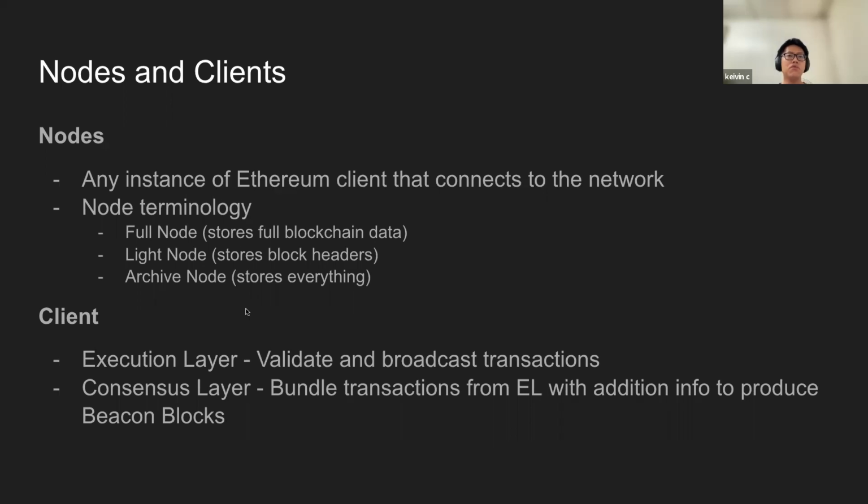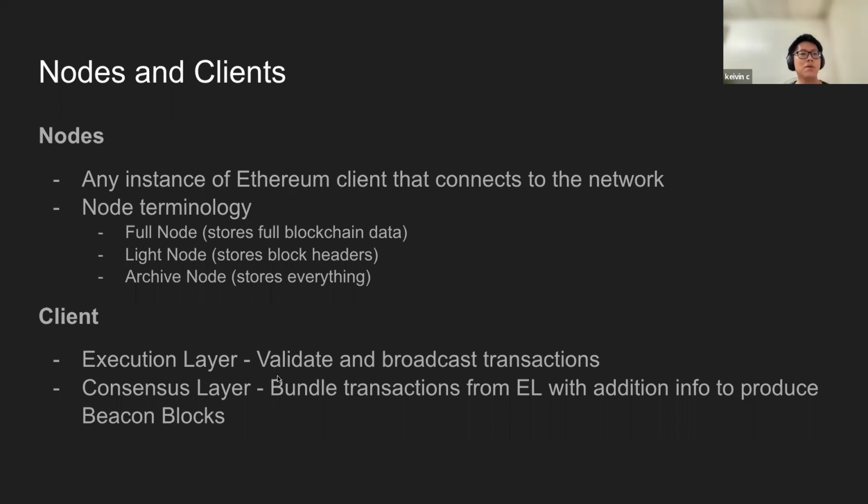Full nodes store the full blockchain data. However, they do occasionally prune some of the data. Light nodes just store some of the historical block headers, and then they sync all the recent transactions, which greatly reduces the storage requirements. Most solo validators and node runners opt to use light nodes simply because they can save money on having a 2 to 4 TB SSD. Last but not least, archive nodes just store everything.